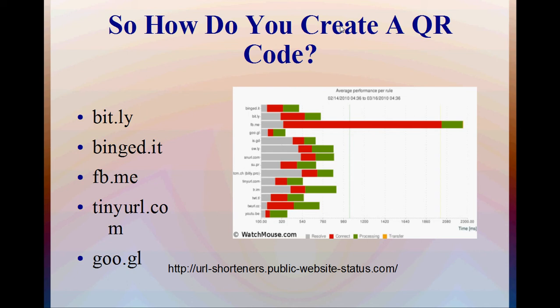Many programs like Facebook, YouTube, etc., have their own QR code generators to make it easier for you to do it in their own programs. If you're looking for up-to-date assessments of all of these, you can go to the URL at the bottom there, urlshorteners.publicwebsitestatus.com, and they'll give you up-to-date stats on all of the ones that they're covering. So for our purposes here, we're going to use the best. The ubiquitous Google has its own. The Google URL shortener, GOO.GL, has the ability to also create a QR code.